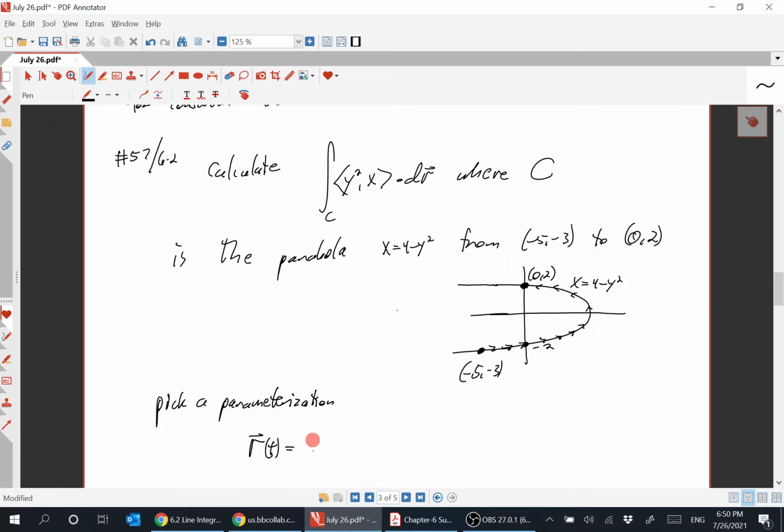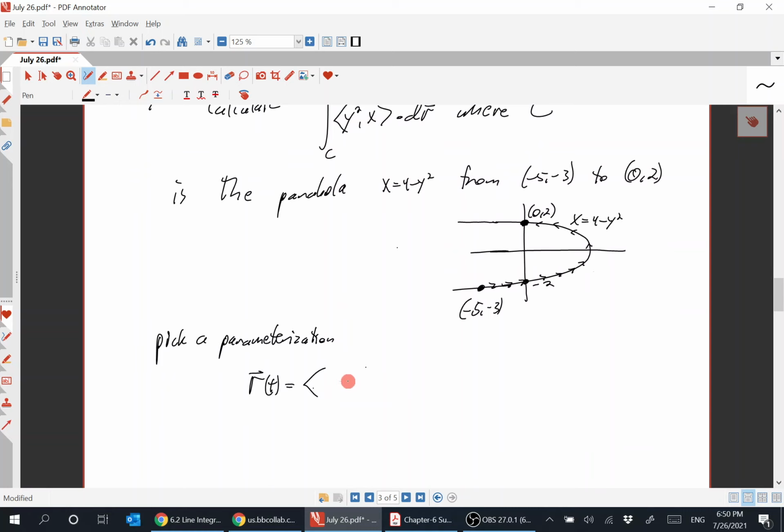So standard parameterization here: y is equal to t, x is equal to f of t. What's the range for t? It's the same as the range for y here. This is minus 3 less than or equal to t less than or equal to 2. So minus 3 to 2 for y. It's just the part on the y-axis that you're using to define this part of the curve.